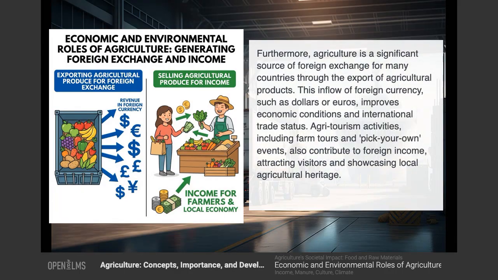Furthermore, agriculture is a significant source of foreign exchange for many countries through the export of agricultural products. This inflow of foreign currency, such as dollars or euros, improves economic conditions and international trade status. Agri-tourism activities, including farm tours and pick-your-own events, also contribute to foreign income, attracting visitors and showcasing local agricultural heritage.